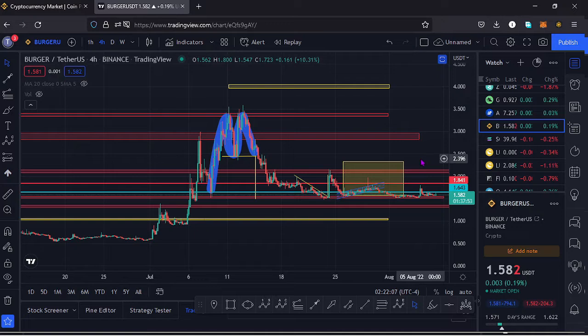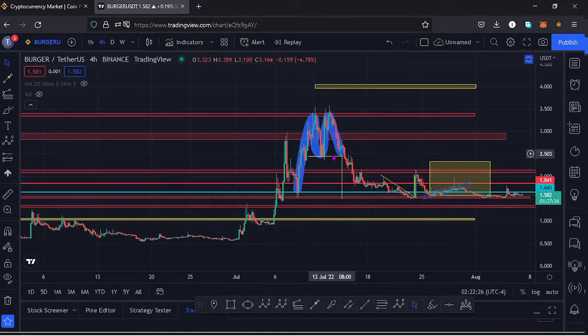In this video I'll be giving you a price prediction update on Burger, whose current price stands at the $1.582 mark, and here on TradingView the market is up by 0.19%. I want to give the key scenarios that I expect to play out, basing my analysis on the Fibonacci's and also the key areas of support and resistances, and also show you the key patterns that we have on this chart.